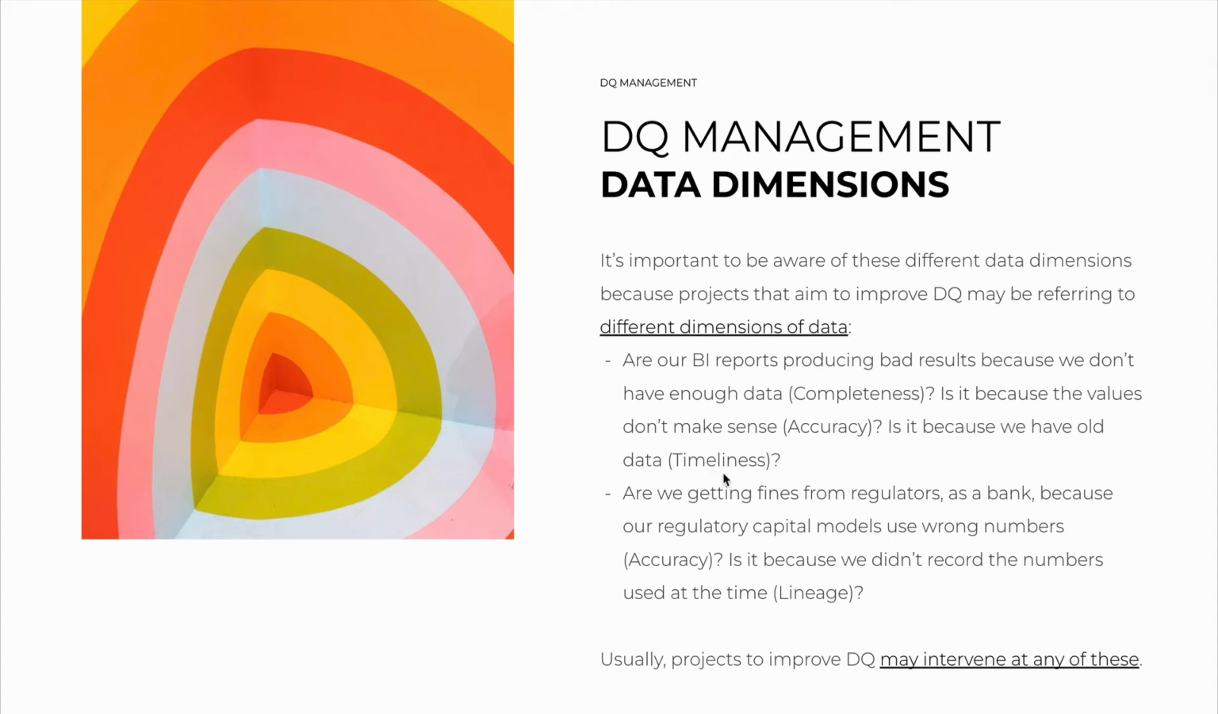Or for example, we're getting fines from regulators as a bank because our regulatory capital models used the wrong numbers. Is this an accuracy issue because we don't have the right values? Or is it because we didn't even record those numbers at the time, which is a lineage issue? Usually, the projects used to improve data quality may intervene at any of these dimensions, and in some cases, multiple at once.